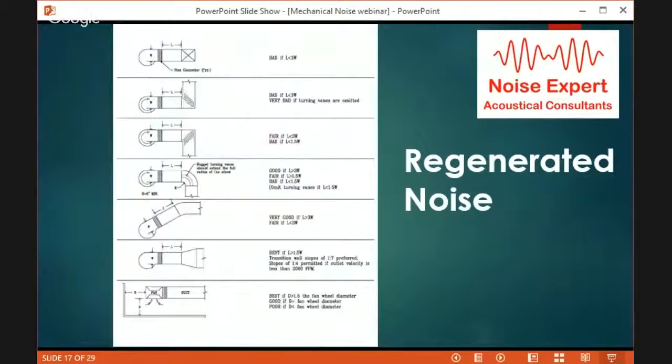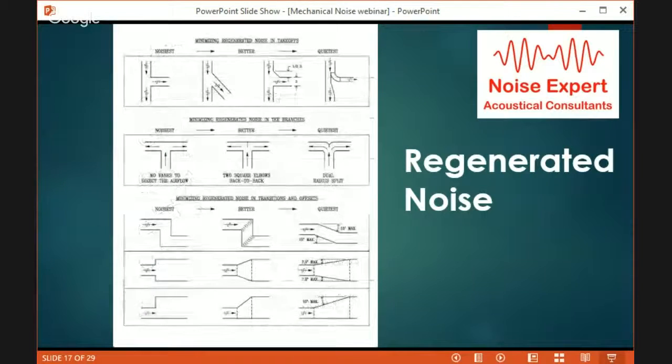Regenerated noise. I guess this is noise from flow because of transitions. Now the modeling software will predict noise from elbows, noise from curves, so you can get an idea ahead of time. But just in general, you want to avoid abrupt transitions. You want to avoid big changes in sizes real abruptly, where you could have some issues. Same with branches. This is the best situation, where it's nice smooth transitions, versus the worst, where you just slam in a 90-degree elbow.